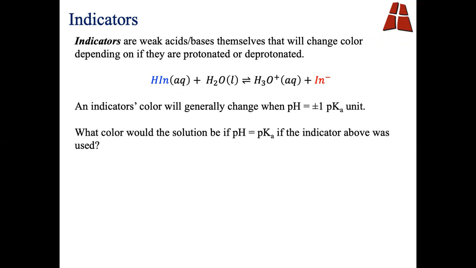So in the situation above here, what color would the solution be if pH equaled pKa for the indicator above? Think about that for a moment. The answer is, of course, purple. The reason it would be purple is because when the pH equals the pKa, we would have an equal amount of our protonated form and our deprotonated form. And if you mix blue and red, you get purple.